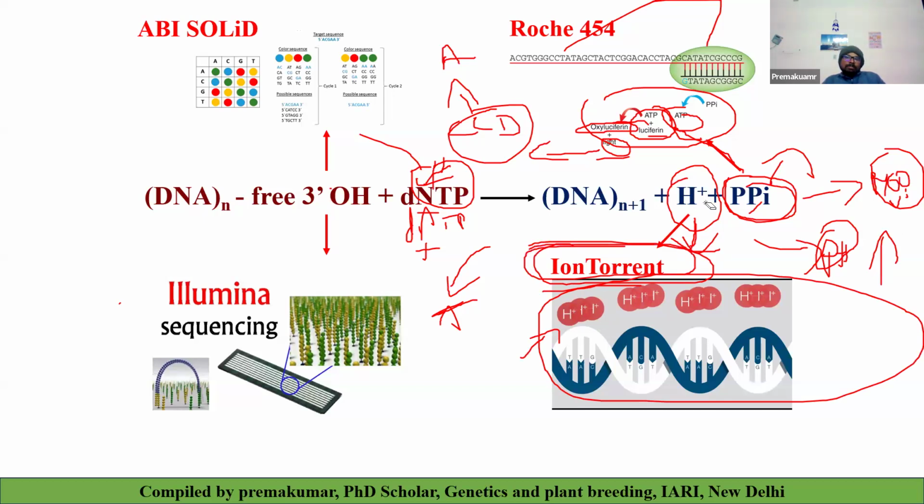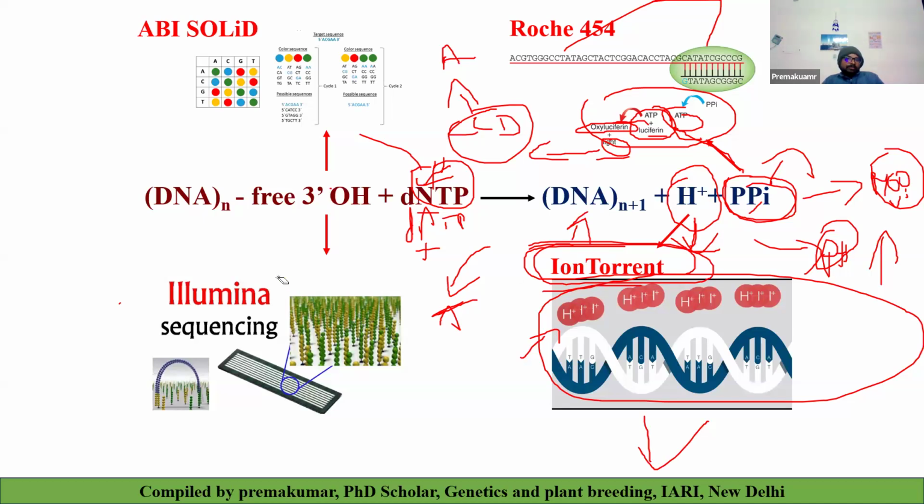It means that based on the H+ ion release, whenever a dNTP is added, H+ ion is released. Based on detecting how many H+ ions are released, we deduce which sequence is added. That is called the Ion Torrent sequencing method.